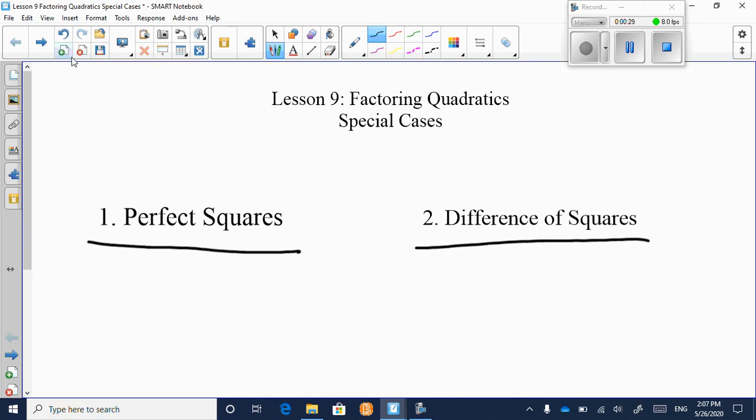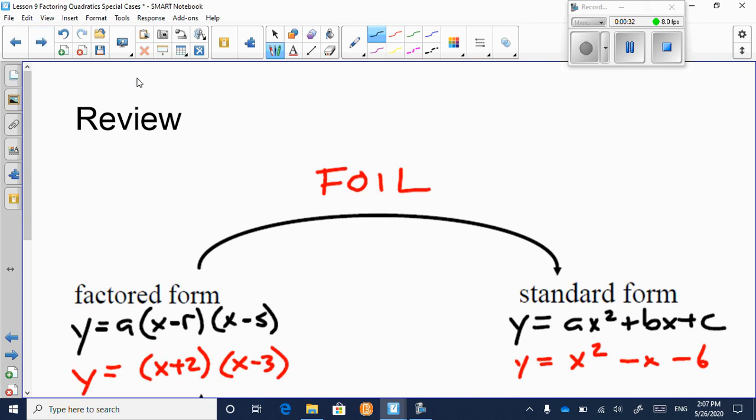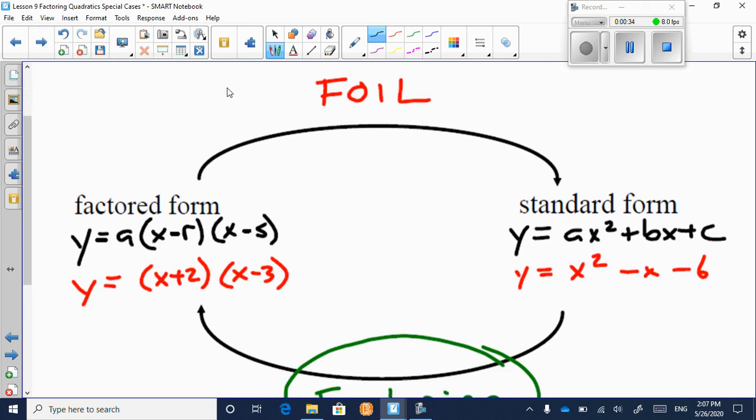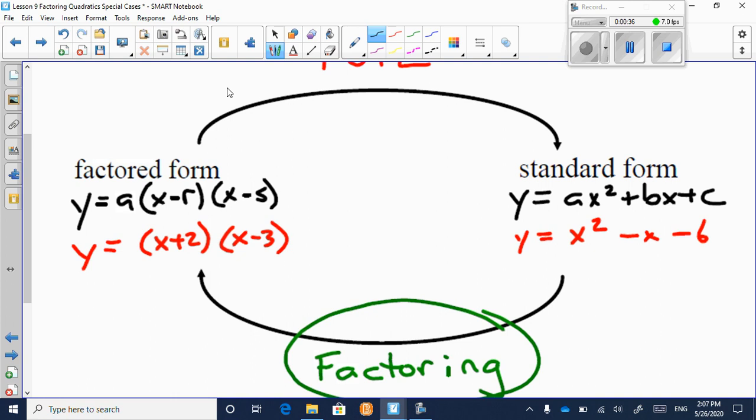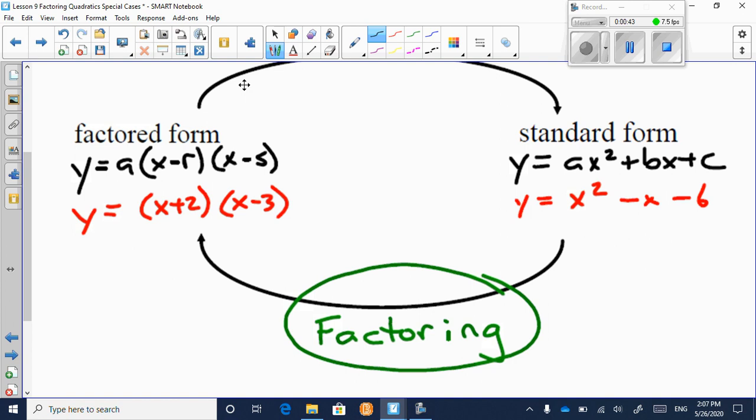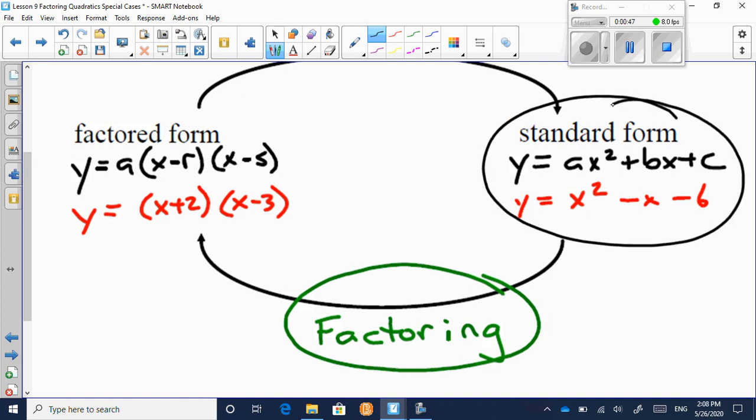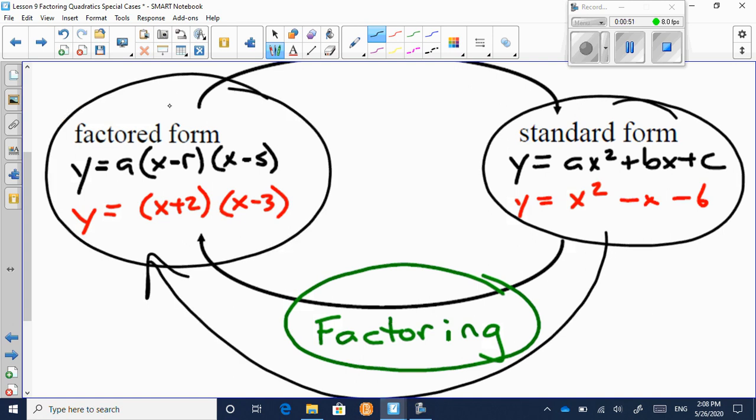But let's just take a step back for just a second and review what we've been doing. So this whole second part of Unit 4 has been something called factoring. And really, what we're trying to do is move from standard form over to factored form, okay? And we've got these different techniques for doing it. And so that's what we're going to do today: learn another one of those techniques.